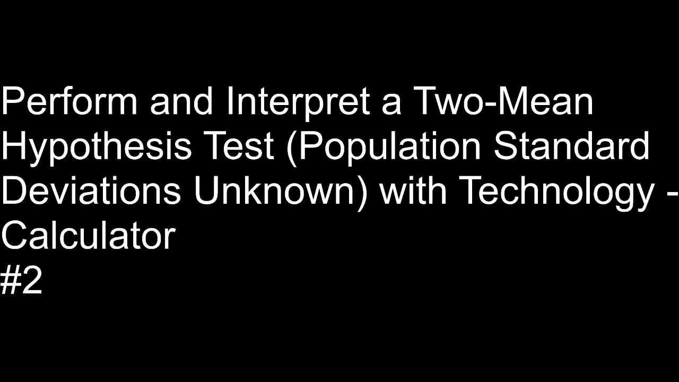Now, I've already done a video on this, but in that video, the population variances were assumed to be equal, so it was a pooled t-test. You'll see in this one, I found another problem where the population variances are not assumed to be equal, so it's a non-pooled t-test, with your calculator. So again, let's take a look.